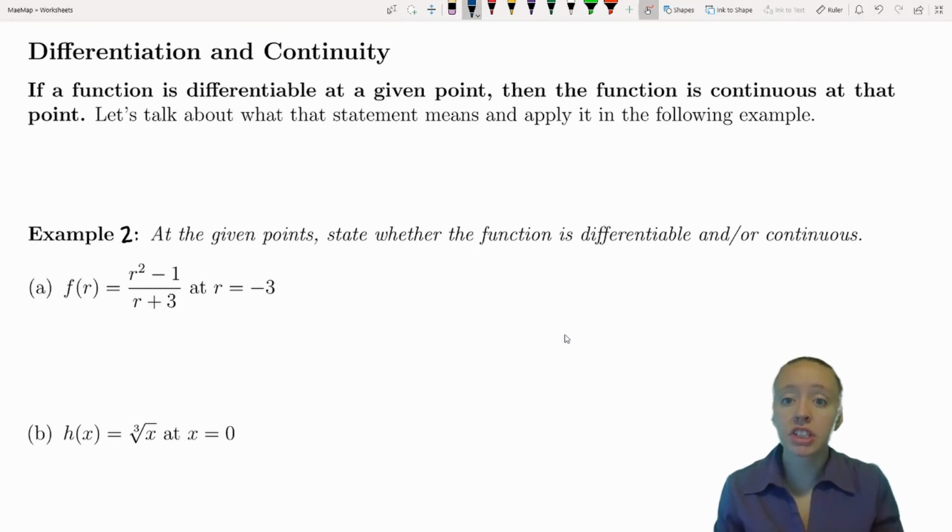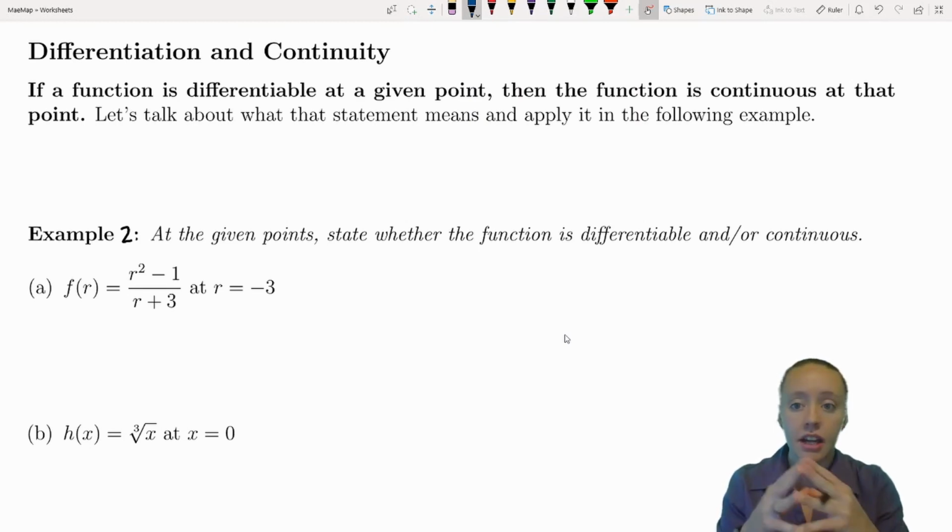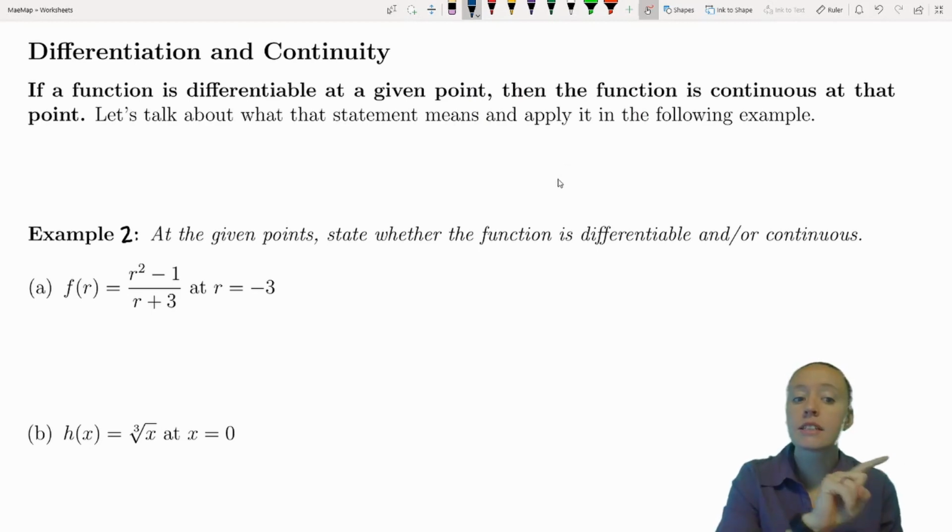Well, if a function is differentiable, meaning that we can take the derivative of it at a given point, then the function is continuous at that point. But let's talk about exactly what that statement means and apply it in the following example. So if a function is differentiable, then the function is continuous. This does not go the reverse. If a function is continuous, that does not mean necessarily that it's differentiable.